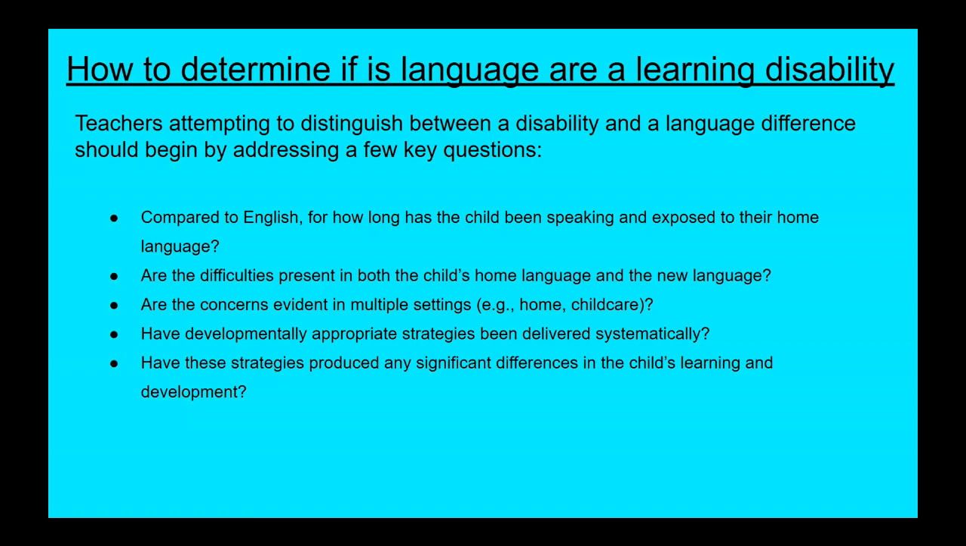Have these strategies produced any significant differences in the child's learning and development? Well, again, even if they were born outside the country, we can still apply some of the strategies to help them understand the language. And once they've understood the language, then we can apply some strategies, maybe some accommodations, to help them understand the lesson. If they're able to understand it and eventually the barrier of language is no longer there, then they don't have a learning disability. But even after implementing these strategies, if the strategies don't seem to be helping, then the child may have a learning disability.